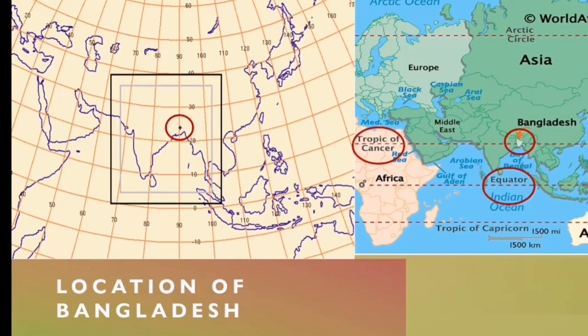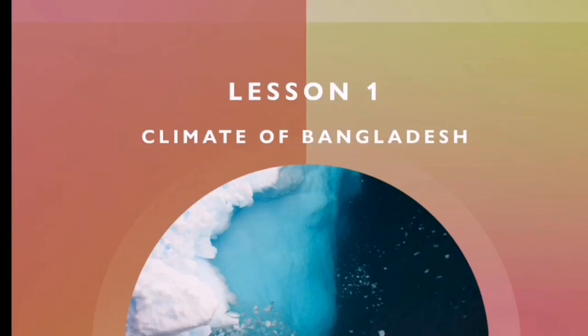Our climate is bearable because of being a tropical country. Here, we have neither too hot nor too cold temperature as climate. I think now you have understood why Bangladesh is called a tropical country and why our climate is like that. Now, let's see details about the climate of Bangladesh.